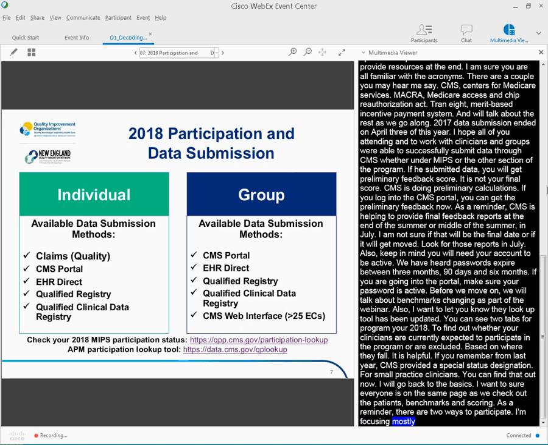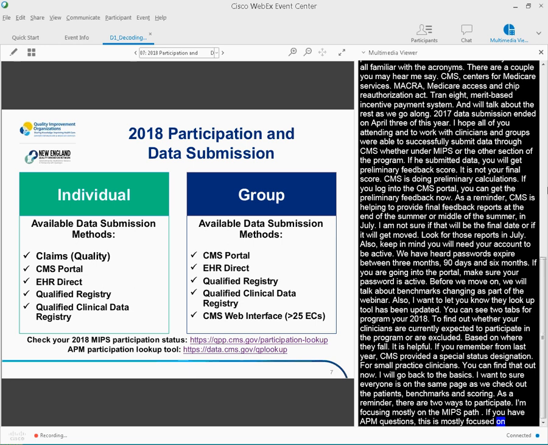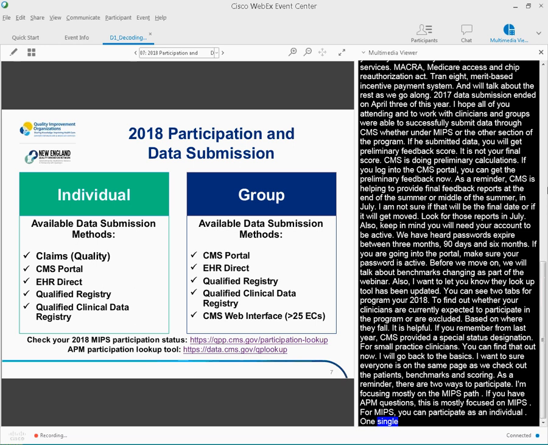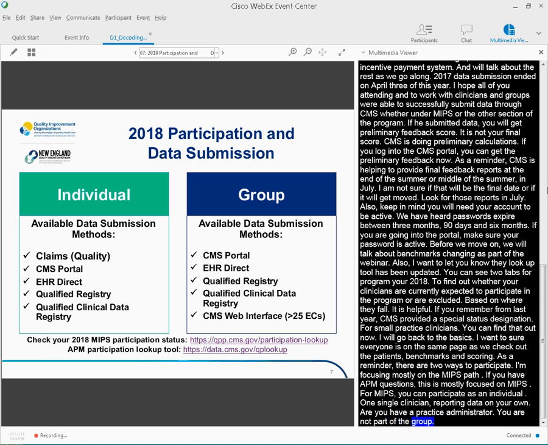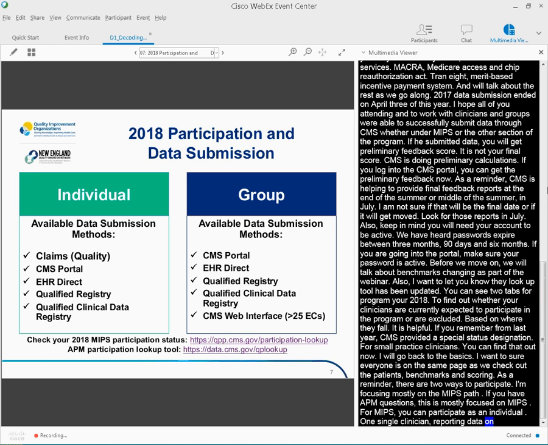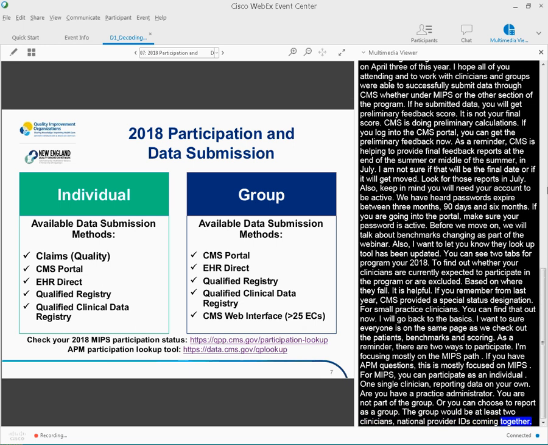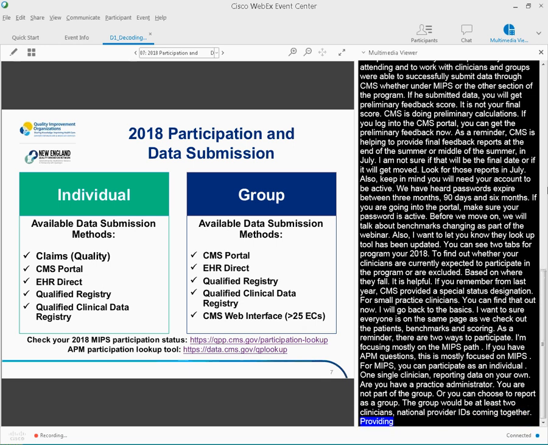We will talk just very briefly about APMs, but if you do have APM questions, this is mostly focused on MIPS. So for MIPS, you can participate as an individual, so that's one single clinician reporting data on your own, or you might have a practice administrator submit your data for you, but you're not part of a group. Or you can choose to report as a group, and the group would be at least 2 clinicians, NPIs, so those are your national provider IDs, coming together and then providing your TIN, your tax ID number, with the right to then report on your behalf.